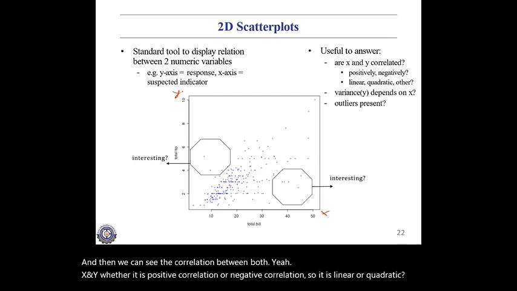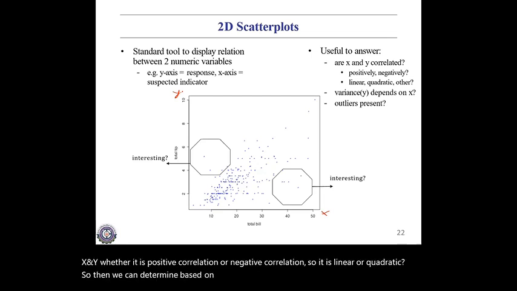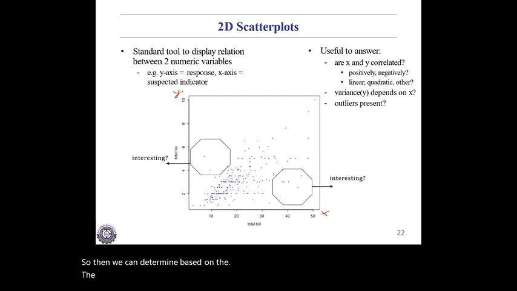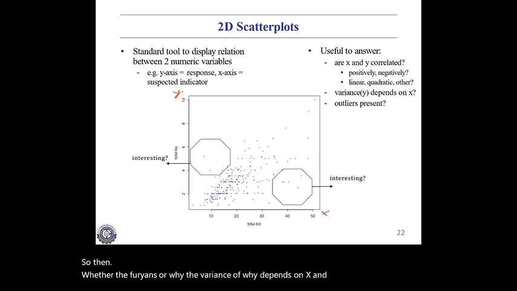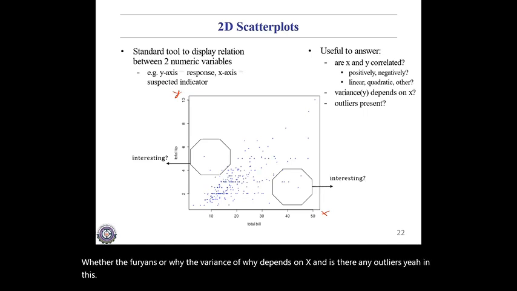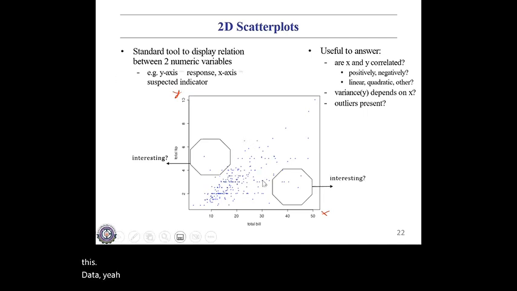So then we can determine based on the data given or the visualization given here. Whether the variance of Y depends on X, and whether there is any outlier in this data, the scatter plot. So then we can determine based on this visualization.